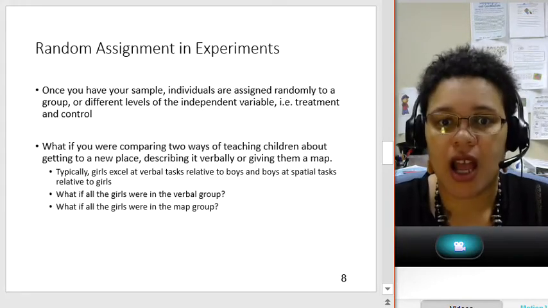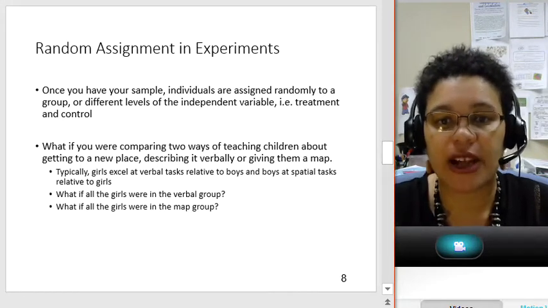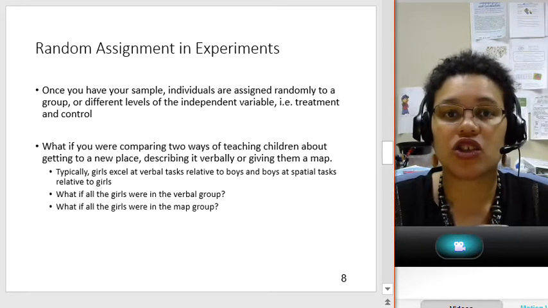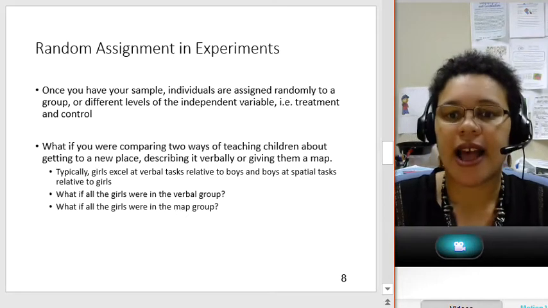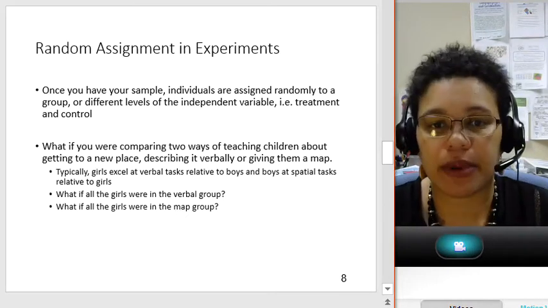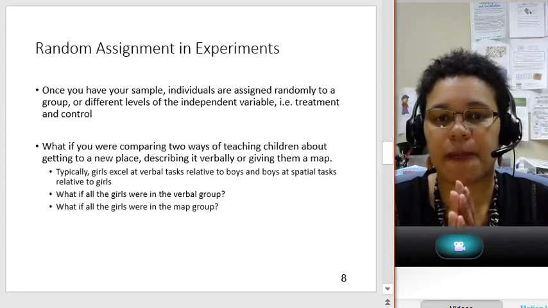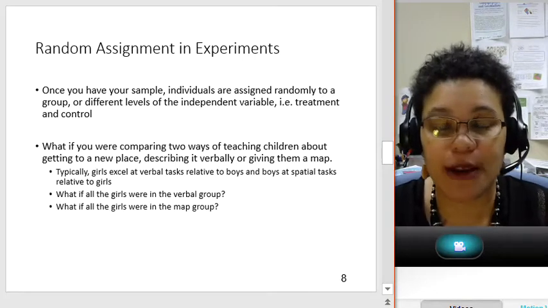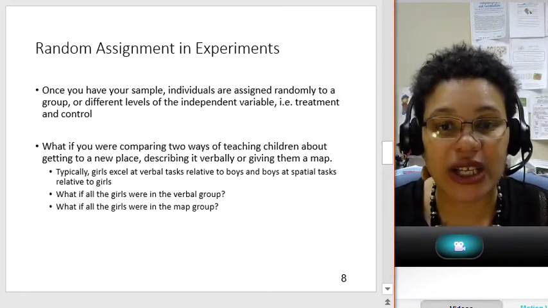Okay? If you're comparing two ways of teaching children about getting to a new place, let's say the choices were that you were either going to describe verbally how to get to a new place, or you were going to give the kids a map. And you're comparing these two ways in your experiment. Since typically girls excel at verbal tasks relative to boys, and boys at spatial tasks relative to girls, you want to think about how kids are in the groups.